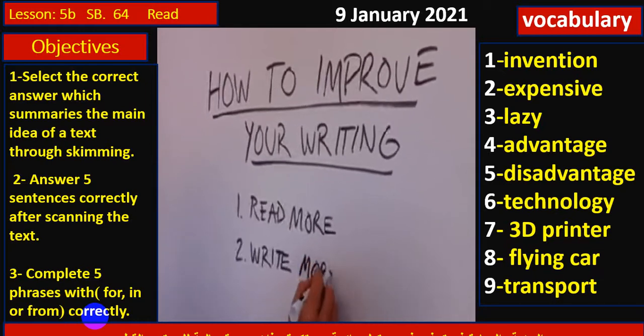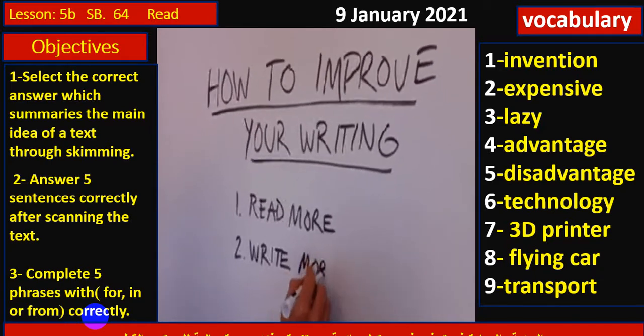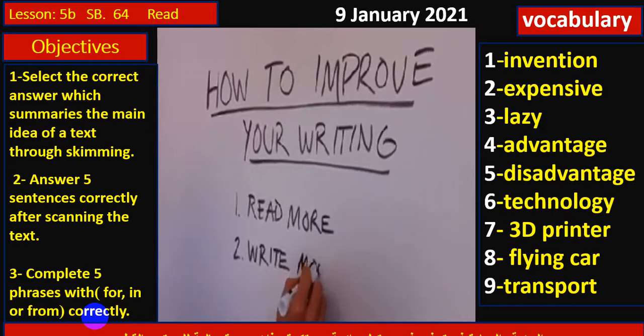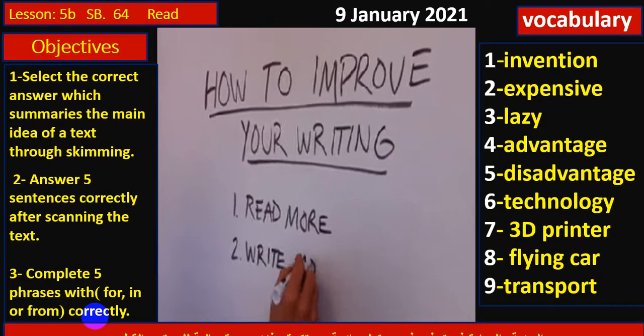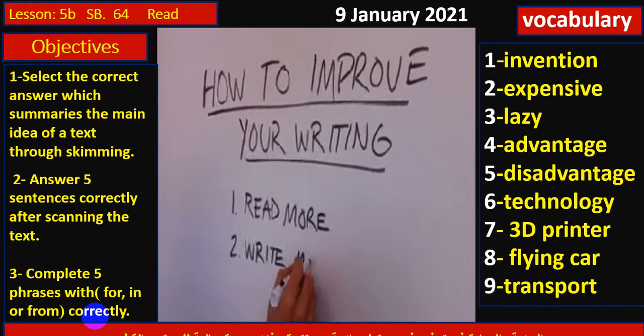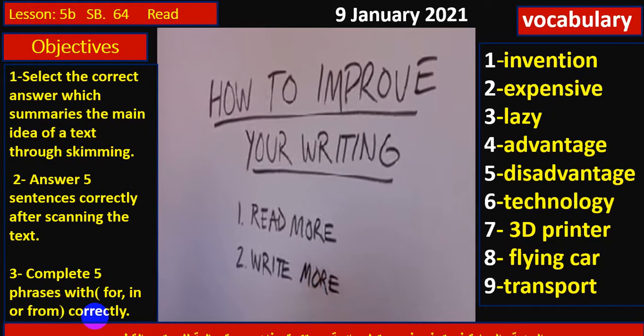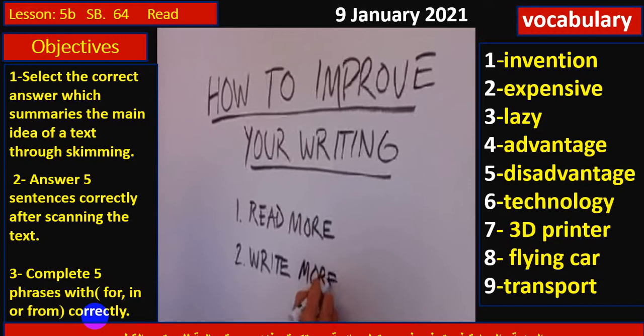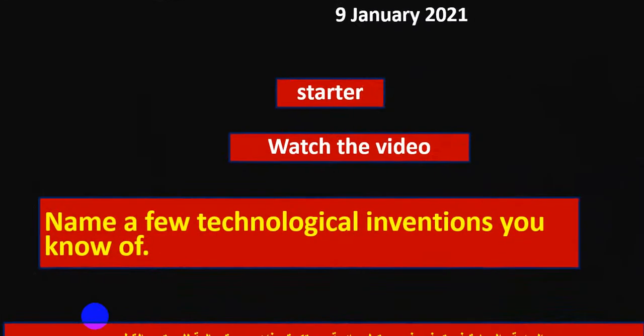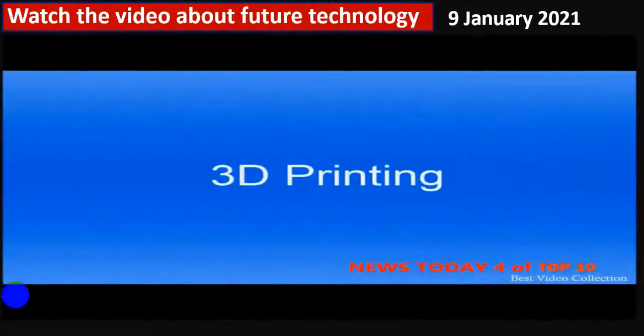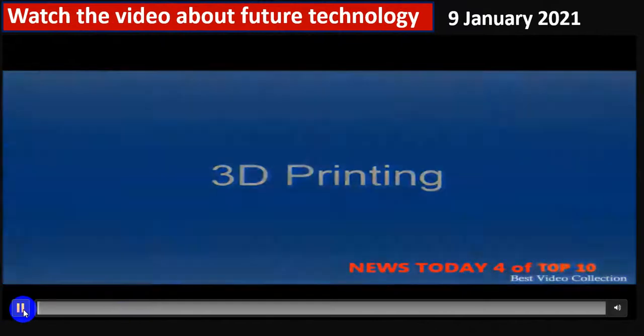And here's our vocabulary for today. We have the words invented, expensive, lazy, advantage, disadvantage, technology, 3D printer, flying car, and transport. Okay, we are going to discuss these in detail. As a starter, I would like to ask you to watch this video and name a few technological inventions you know of. So you are going just now to watch this video, then write about what you know of these inventions. Have a look at this one. Yes, here we are.